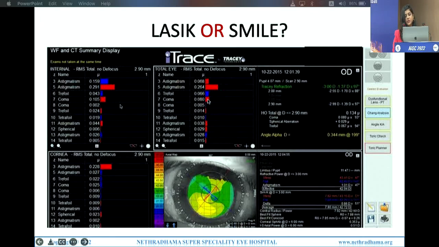So for such a patient who doesn't have very high higher order aberrations, you can do SMILE. This patient is suitable for SMILE. LASIK itself may induce a little bit of spherical aberrations, whereas SMILE doesn't.